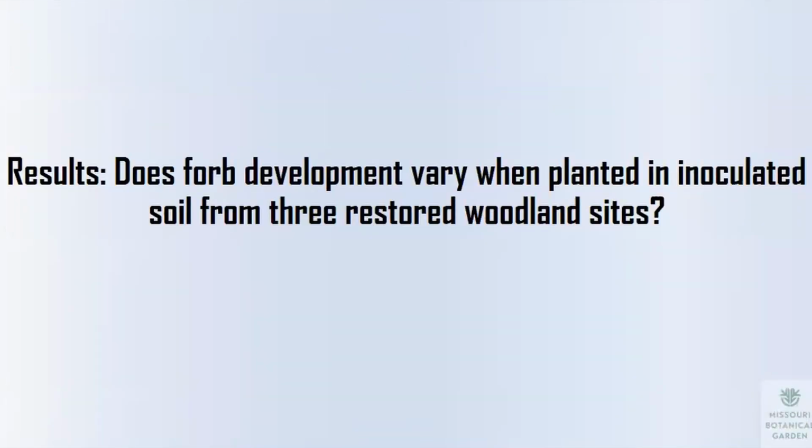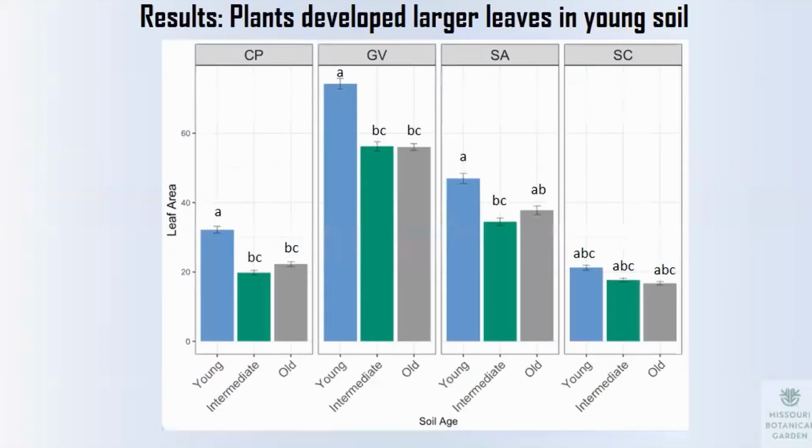So then when we look at the forb development and how it varies when planted in these soil inocula, almost all the plants developed larger leaves when grown in young soil. So all except Solidago saccharata grew larger leaves when grown in the young soil. And you can see that there is a slight increase of the plant Solidago saccharata when grown in young, but it's not statistically significant. So this is really interesting in that we know the soils vary quite drastically, and we can see that the plants are responding to those.